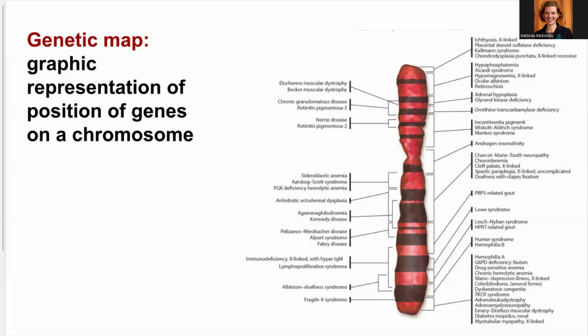Bio 181, Chapter 13 on human inheritance. We're going to talk about genetic maps and a little bit about some heritable disorders and tests. A genetic map is simply a representation of the position of the genes on a chromosome.